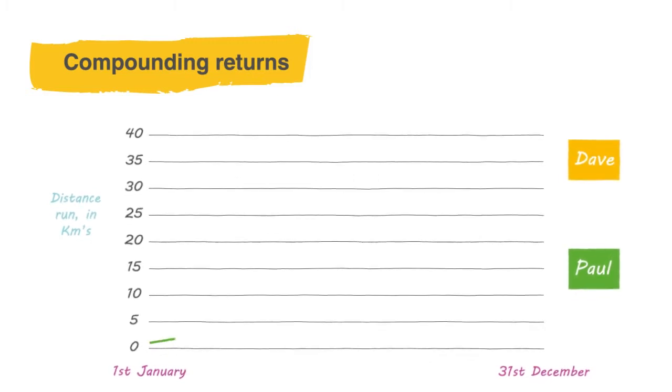Paul decides consistency is the best way to improve, so each consecutive day he increases the amount that he runs by 3.3% of his original distance, that is 33 metres a day or 1 kilometre every 30 days. Dave also starts by running 1 kilometre on the 1st of January. However, he decides the best way to improve is to run 1% more than he did the day before.